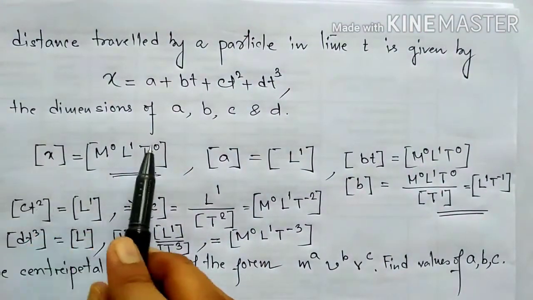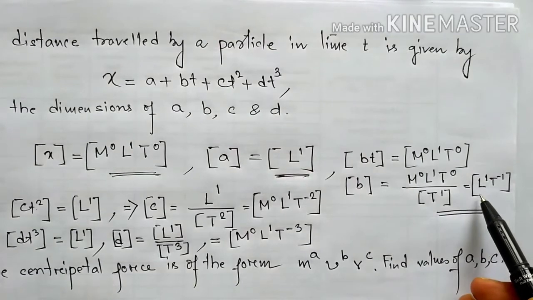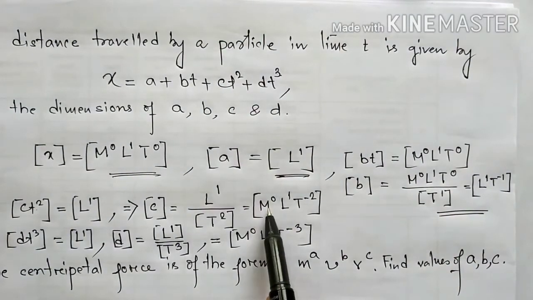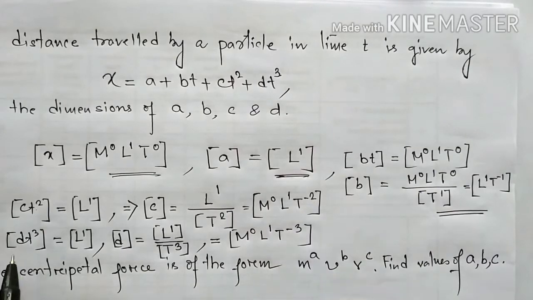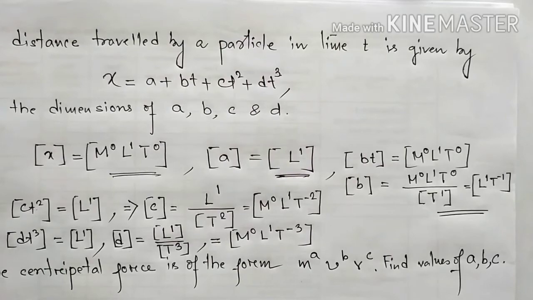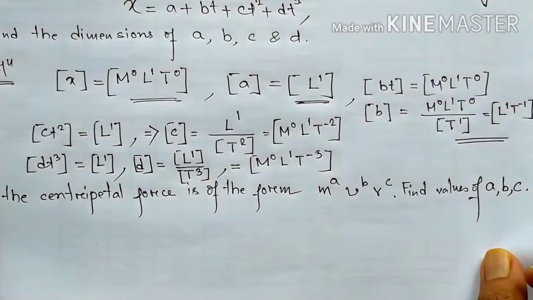So we have found out the dimension of A to be L to the power 1, or m to the power 0, L to the power 1, T to the power 0. The dimension of B to be L to the power 1, T to the power minus 1. The dimension of C to be m to the power 0, L to the power 1, T to the power minus 2. And the dimension of D to be m to the power 0, L to the power 1, T to the power minus 3. So our first problem is solved. I hope you have understood. Now let us focus on the next problem.